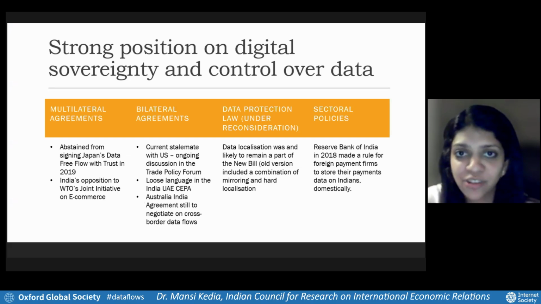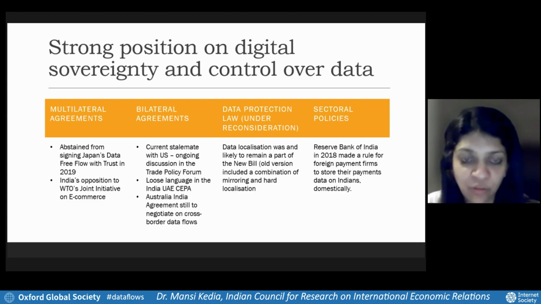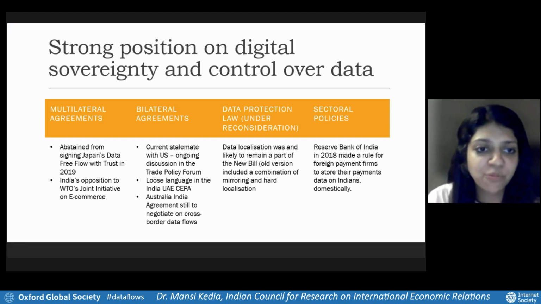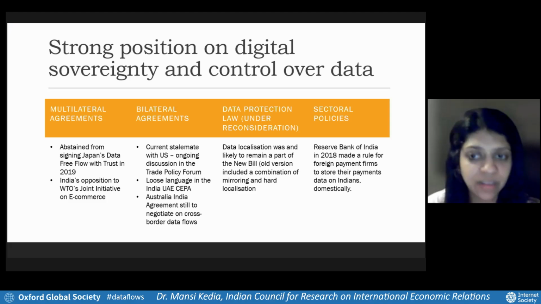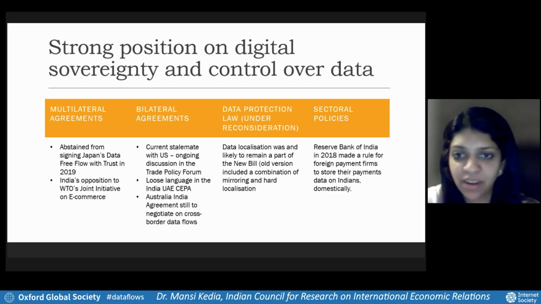Just to reiterate the strong position that India has on digital sovereignty and wanting some control over the data and over the digital economy that is currently evolving in India. In multilateral agreements, and everyone's covered this, but just to confirm India's position, we didn't sign the Osaka Track, Japan's proposal on data free flow with trust in 2019. We were the only country that didn't sign, and there were other developing countries such as Brazil, South Africa, China, that did go along with the G20 to cooperate on arriving at a global framework for data free flow. But India abstained from it.